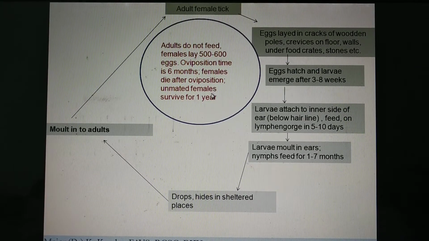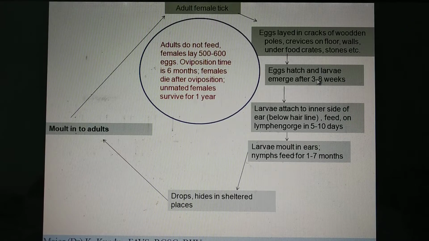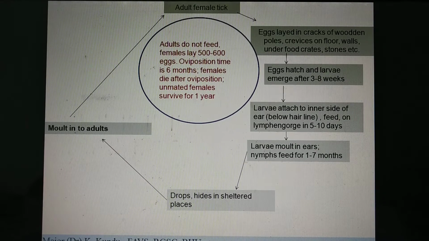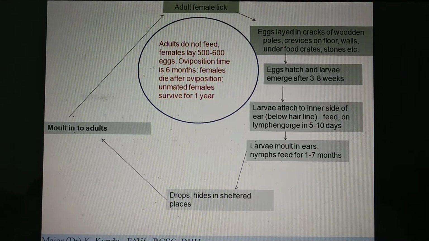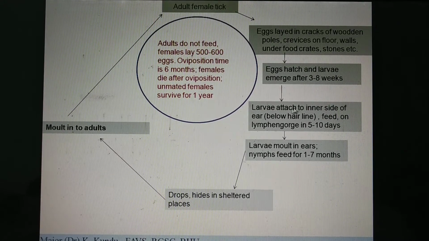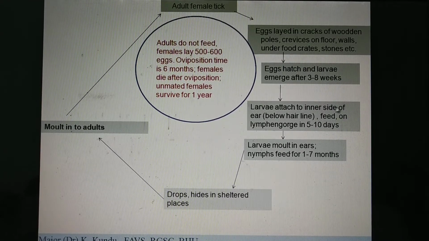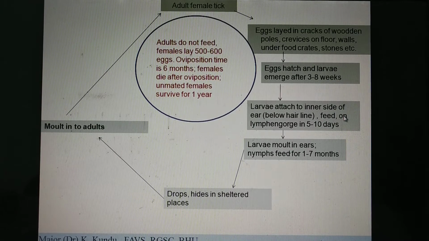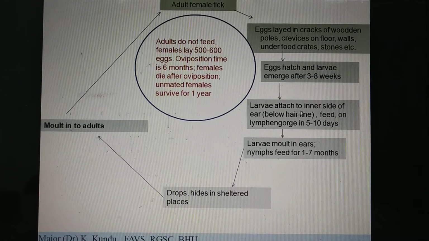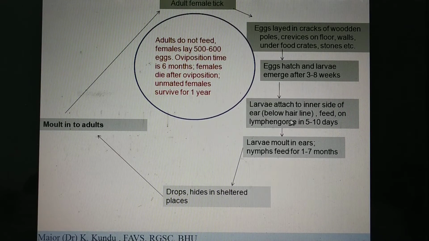Females die after oviposition. The unmated females can survive for 1 year. Now the eggs require 3 to 8 weeks to hatch. In the case of Argas persicus it was 3 weeks, but here, depending upon the temperature and the moisture, the eggs may require 3 to 8 weeks to hatch. After hatching, the larvae attack the host and attach themselves to the inner margin, the hairless part of the pinna, just below the hairline.